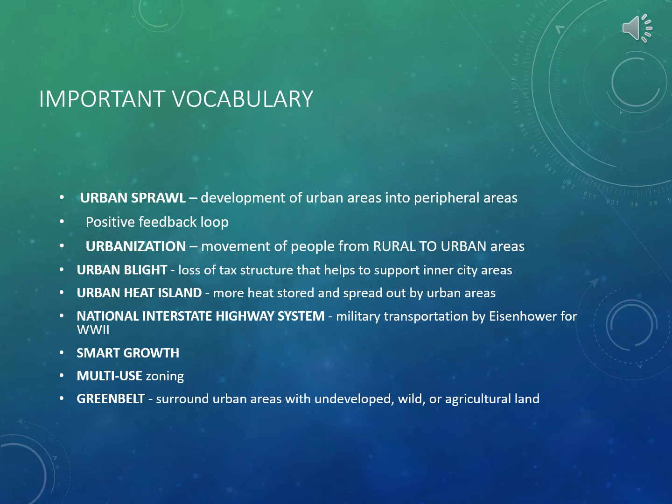The National Interstate Highway System was something that was developed in the 1950s that was designed originally for military transport by Dwight Eisenhower. Smart growth are practices of urbanization that allow us to be more sustainable and to reduce the amount of land and resources we use in our urbanization practices. This can come from multi-use zoning and from greenbelts, which are physical areas that limit the growth of a city using vegetation.